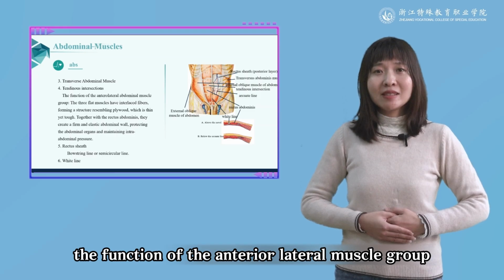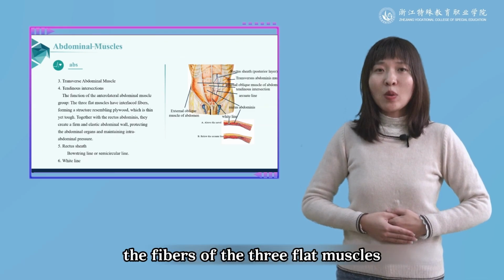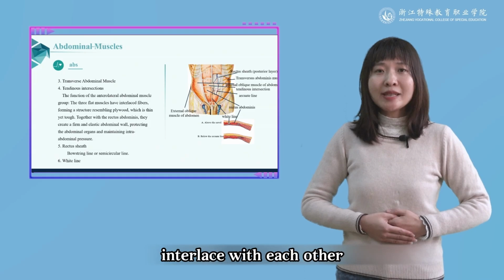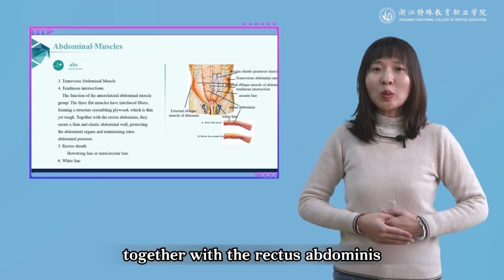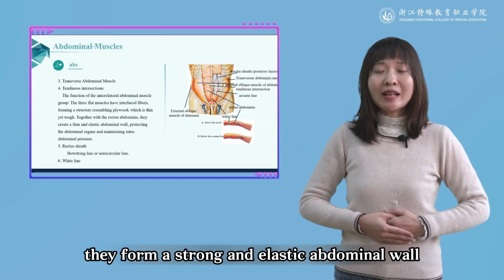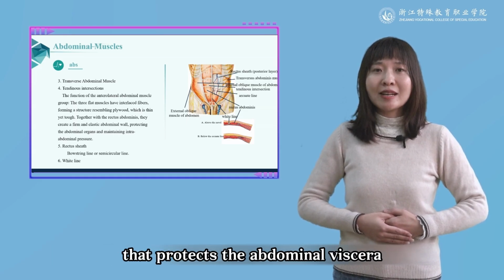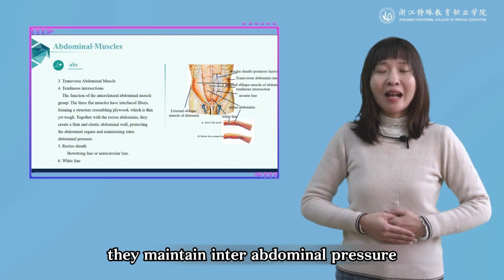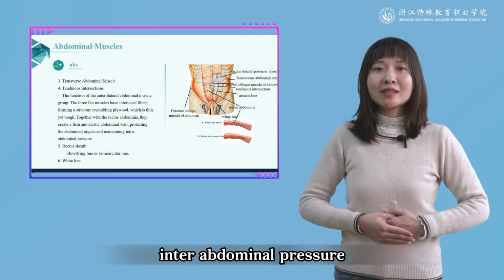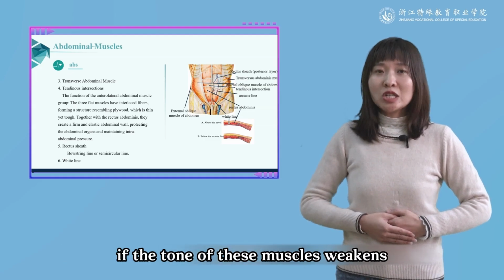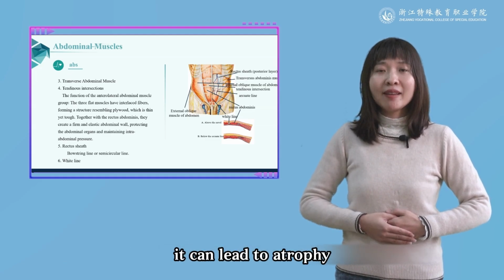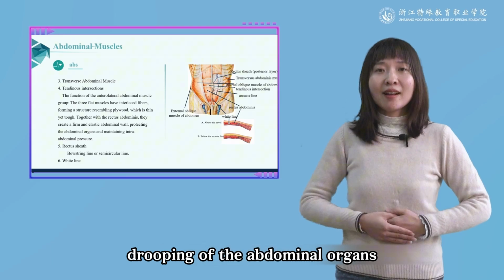The function of the anterolateral muscle group. The fibers of the 3 flat muscles interlace with each other, forming a structure like plywood, thin yet tough. Together with the rectus abdominis, they form a strong and elastic abdominal wall that protects the abdominal viscera. They maintain intra-abdominal pressure. Intra-abdominal pressure is crucial for stabilizing the position of the abdominal organs. If the tone of these muscles weakens, it can lead to ptosis, drooping, of the abdominal organs.